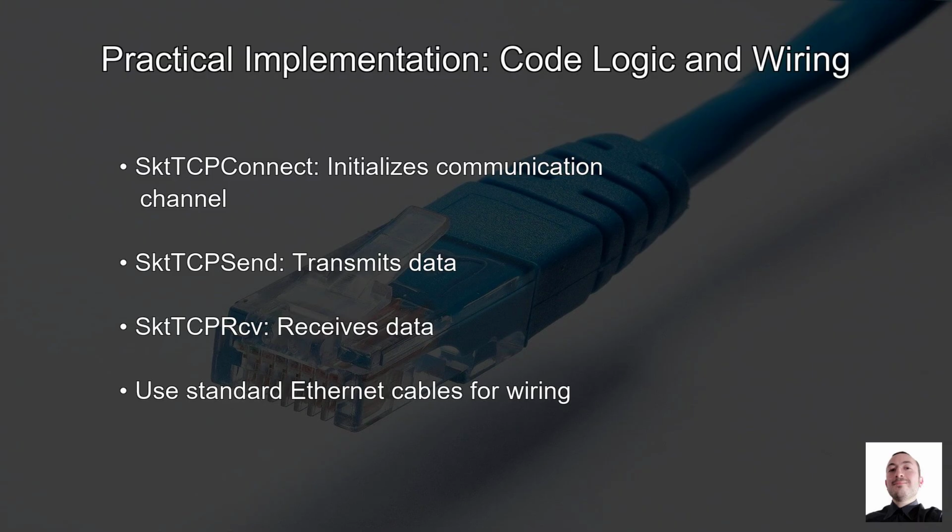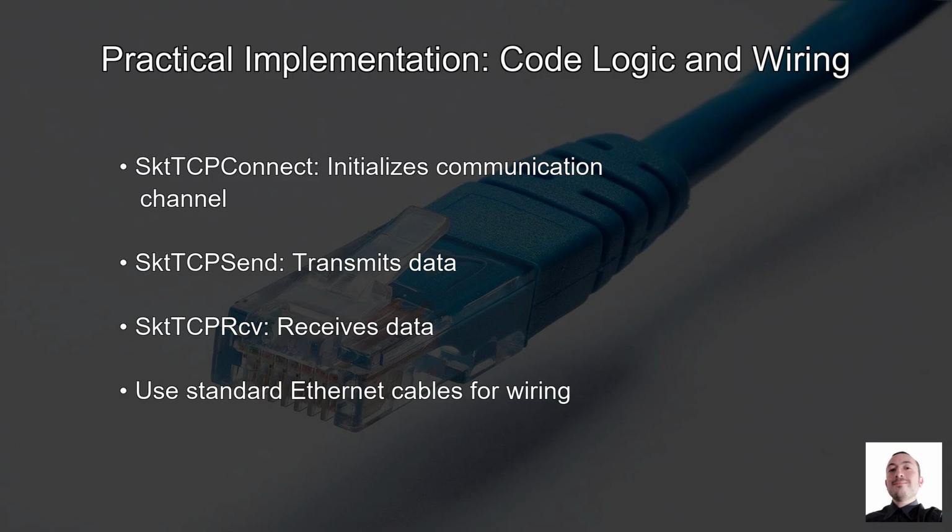Now, let's dive into the practical execution. To establish communication between your Omron PLCs using standard Ethernet, you'll need to implement specific code logic. Begin by opening a socket using the cpconnect function. This function initializes the communication channel. Next, use cpzen to transmit data and SKTT-CPRCV to receive it. Remember, these functions are part of the library designed for this purpose.